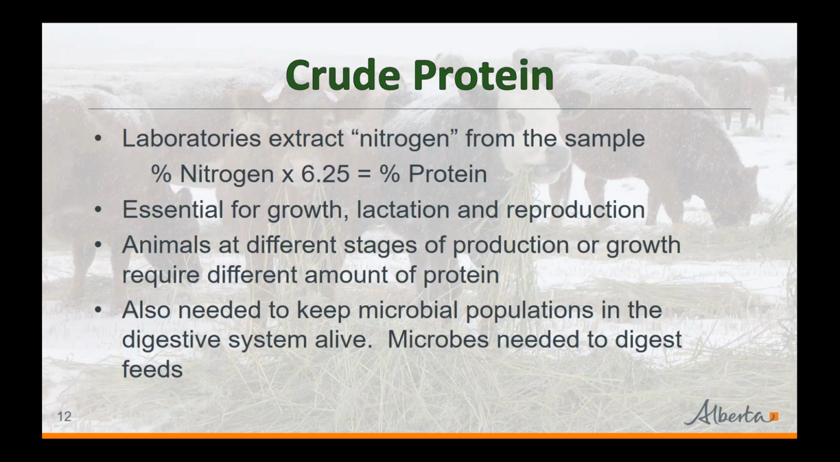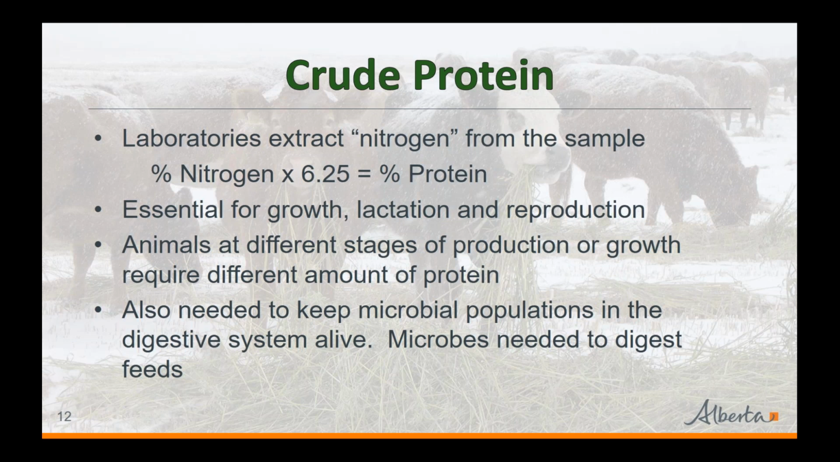So, to give an explanation, labs cannot test for crude protein itself. They do an extraction and determine the total amount of nitrogen in the sample. They multiply that nitrogen by 6.25 to get a percent protein. Now, protein is essential for growth, lactation, reproduction, and also keeping the microbial populations alive in the digestive system. Microbes are needed to digest the feeds, especially the fibers. And if you don't have enough protein, the populations drop. Some of these bacteria only have a lifespan of 20 minutes. So if the protein is low, fiber digestion rates go down, and the animals cannot eat as much on a daily basis.